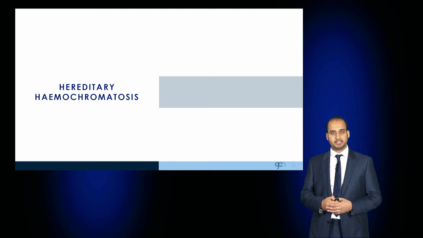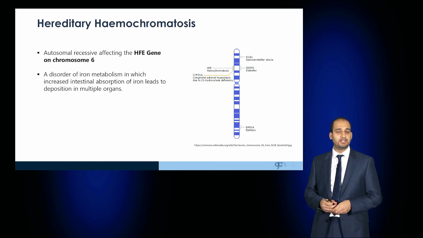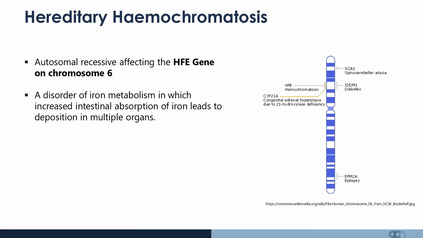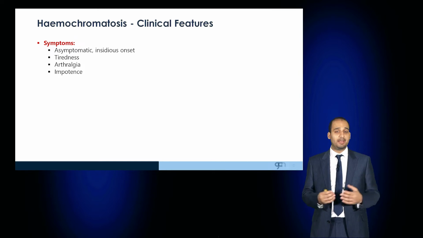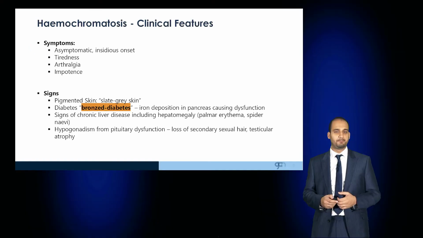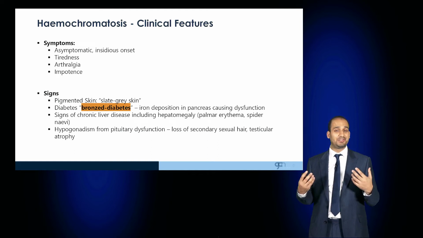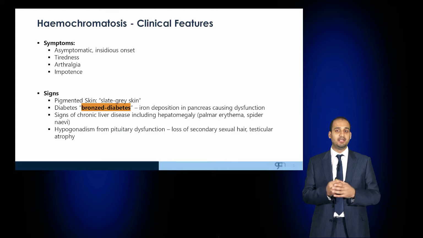Hereditary haemochromatosis. This is an autosomal recessive condition affecting the HFE gene on chromosome 6. This is a disorder of iron metabolism, which leads to increased intestinal absorption of iron, which then deposits in multiple organs. So the patient may be asymptomatic as it has an insidious onset, but then eventually will develop tiredness, lethargy, arthralgia, and impotence.